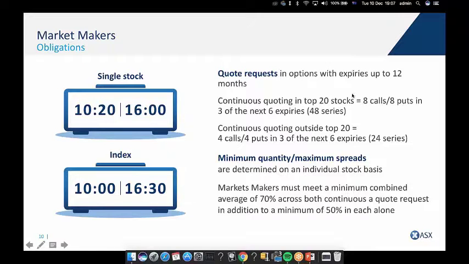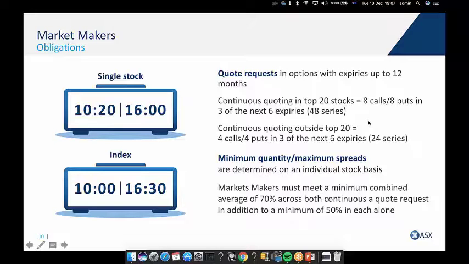Market makers alternatively do actually have to quote on a continuous basis. In our top 20 option stocks, we have to quote in 48 different series throughout the trading day, in 8 calls and 8 puts in 3 of the next 6 expiries. For stocks that are a little less liquid in the options market, you need to quote half that amount: 24 series, in 4 calls and 4 puts over 3 of the next 6 expiries.